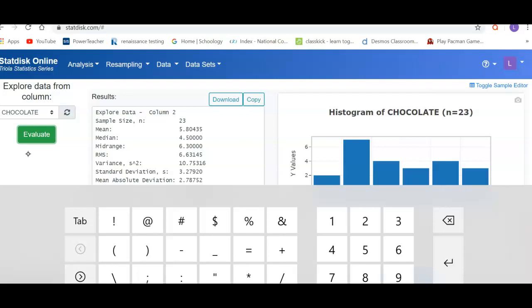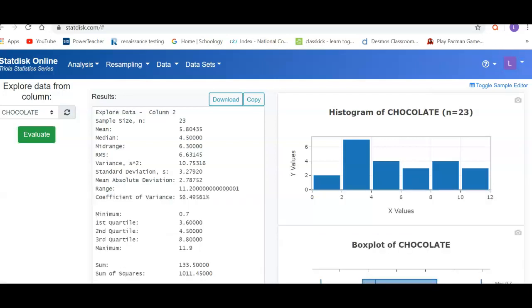Let me get rid of some of this here. Okay, now we got our values up. So we're looking at chocolate because that's our x value. So you're looking at the mean, which is on the top here at 5.8.